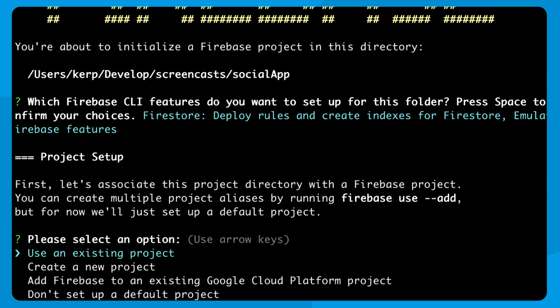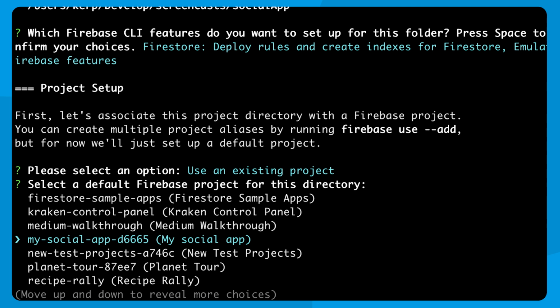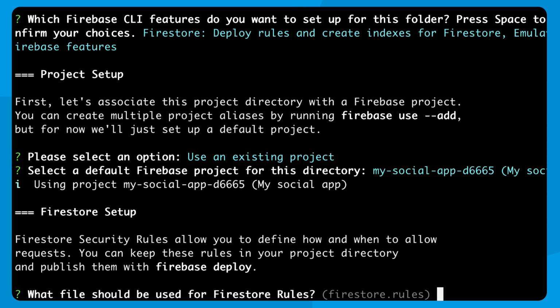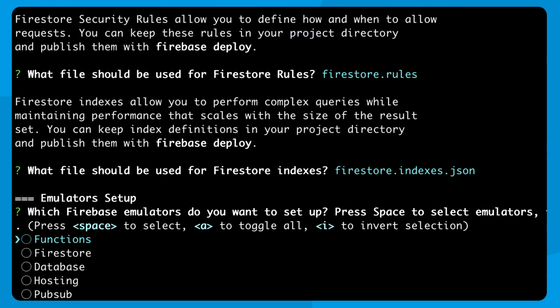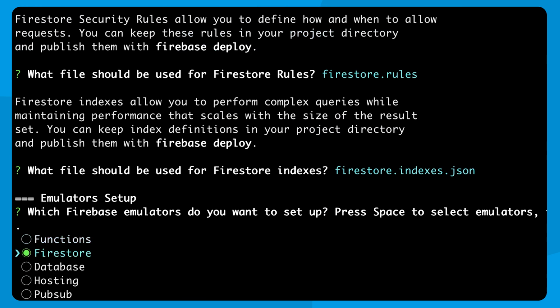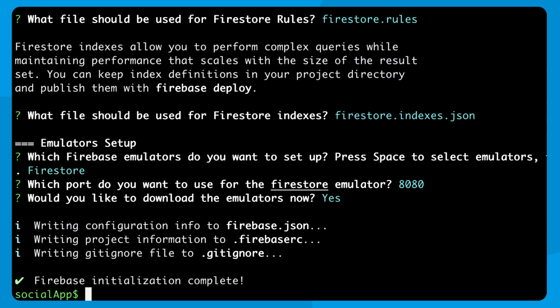Next, I'll ask to use an existing project, and I will pick that project that I set up earlier in the Firebase console. Now I'll go with the default file name for security rules and indexes. And then I'll ask to set up the Firestore emulator. I'll pick the default port and say, sure, go ahead and download the emulators, but I'm pretty sure I've done this already. Yeah, that was fast. Okay, great. So there's not much here at the moment.